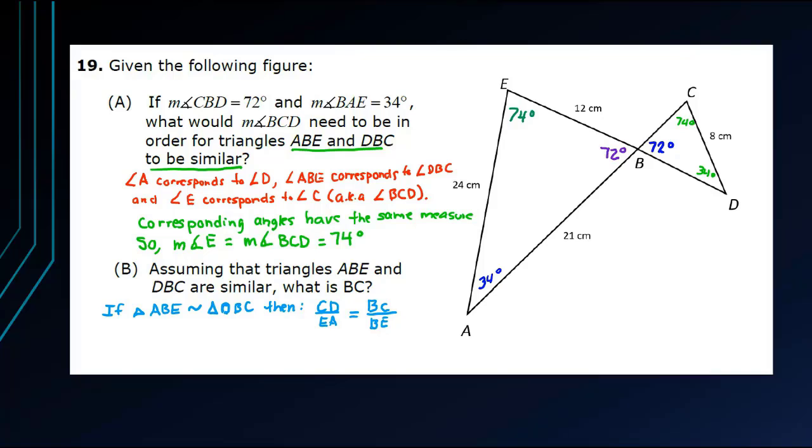And I know the values of three of these. 8 over 24 should equal BC over 12. Now I could use cross multiplication, but I went with a simpler method here. I noticed that there's a division. It looks like a plus sign there, but that's actually dividing by 2. So if I divide by 2 in the denominator, I should divide by 2 on the numerator to keep the ratios the same, which means that BC should be 4 centimeters based off of the information that we have.